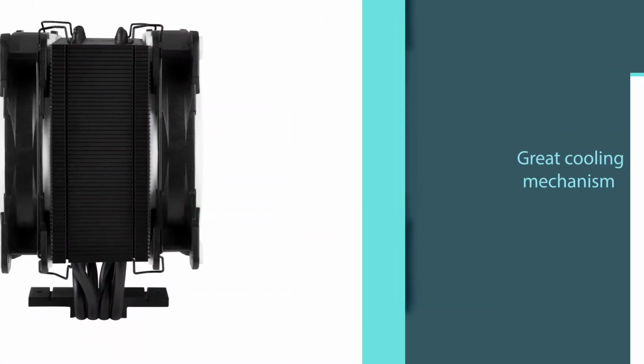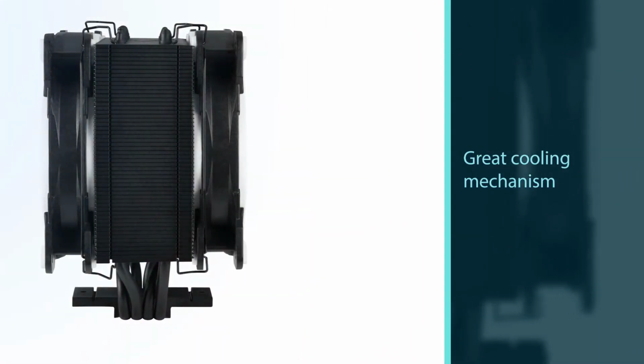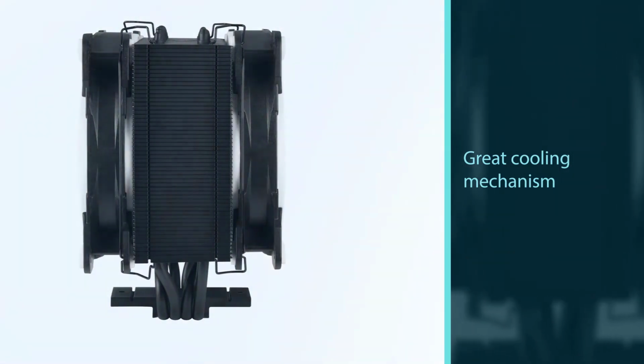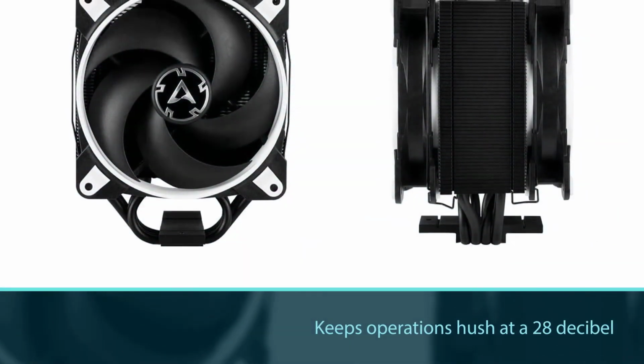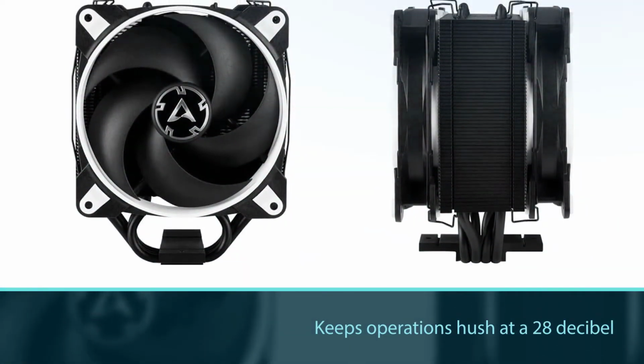The bearing on the fan is a fluid dynamic bearing that keeps operations hush at 28 decibels while operating. You can get it in different colors, or just get a white one if you are going for a white PC build.